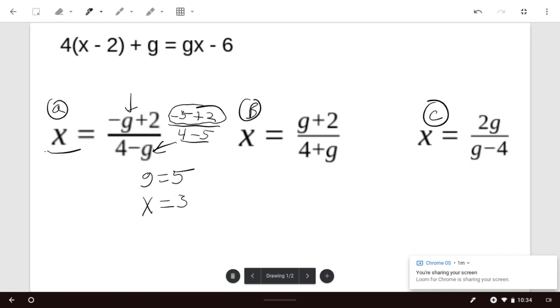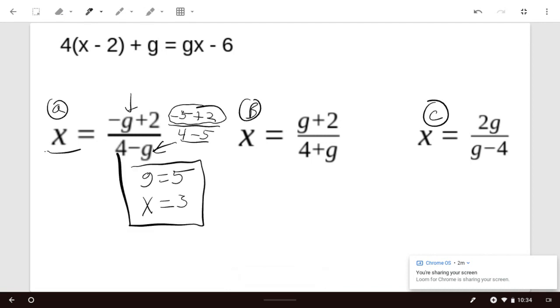Now I'm going to take this combination of G and X, and I'm going to plug it into our original equation up here. At this point, if you wanted to use the calculator, you could just do 3 stored to X. I forgot to mention that. I'm just going to plug it into the equation by hand. So it's 4 parentheses, 3 for X, minus 2, plus G, which is equal to 5.